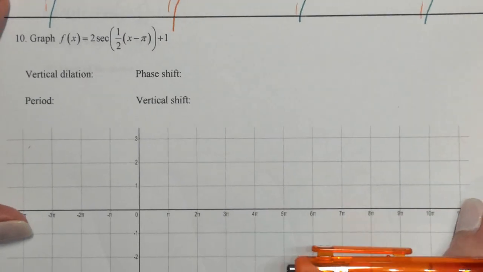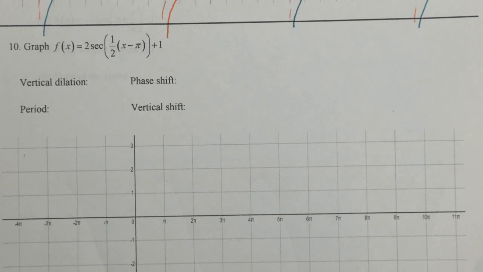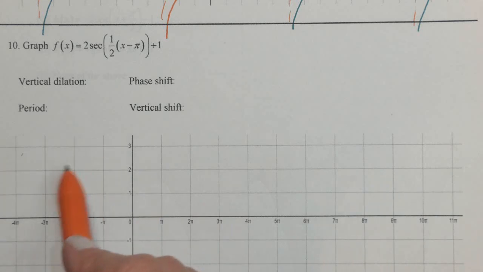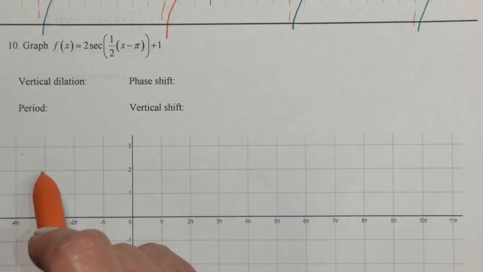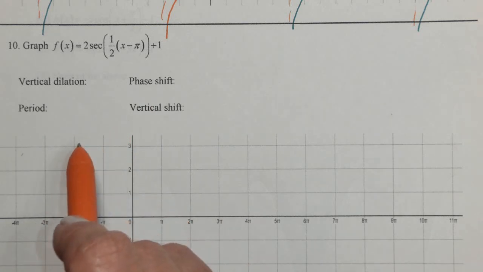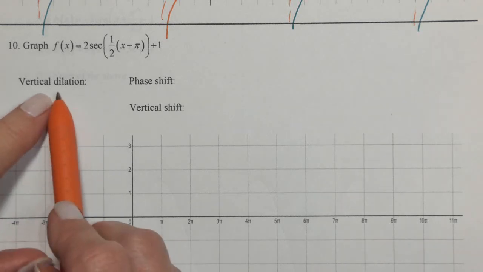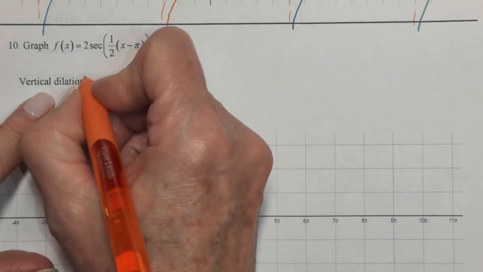Alright, let's do a secant. I know secant is one of the ones with the u's. It's the reciprocal of cosine. So everywhere that cosine is 0, secant will have vertical asymptotes. Hopefully I said that right. Okay, so vertical dilation here is the 2. It's a factor of 2.